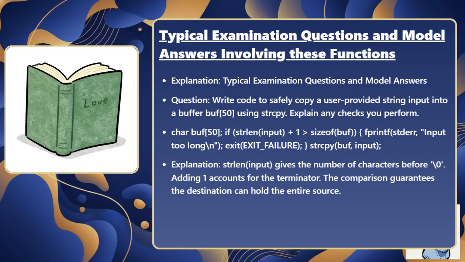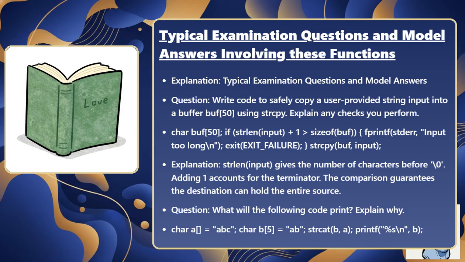Explanation: strlen of input gives the number of characters before the null character. Adding 1 accounts for the terminator. The comparison guarantees the destination can hold the entire source. Question: what will the following code print? Explain why. Declare character array A initialized with "abc". Declare character array B of size 5 initialized with "ab". Concatenate A onto B, and print the string B followed by a new line.